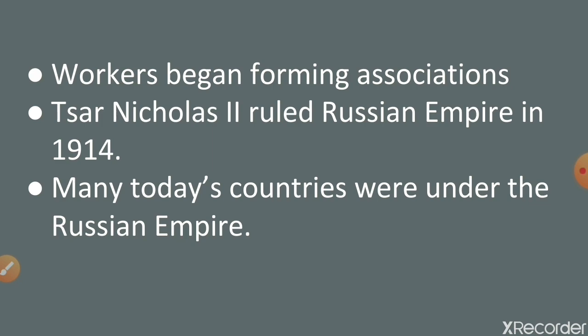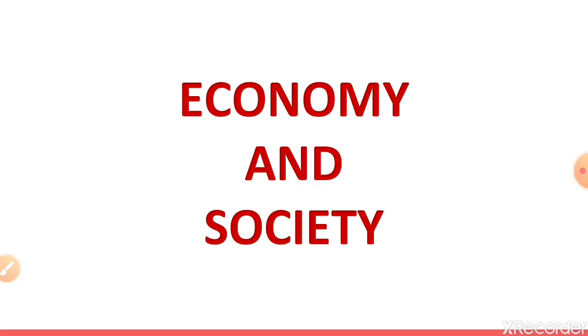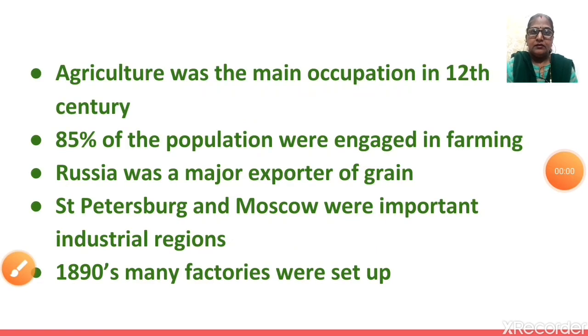Now, let's continue with our new topic, economy and society. We are going to study about the Russian society and their financial status. Now children, agriculture was the main occupation of the majority of people in Russia.